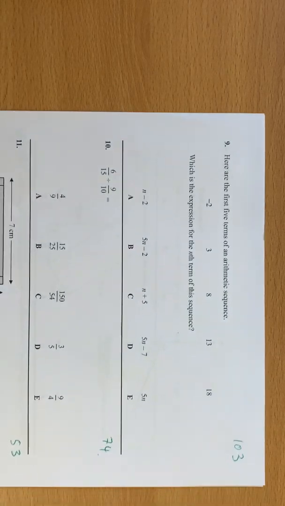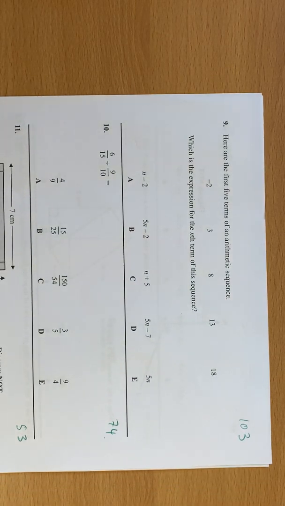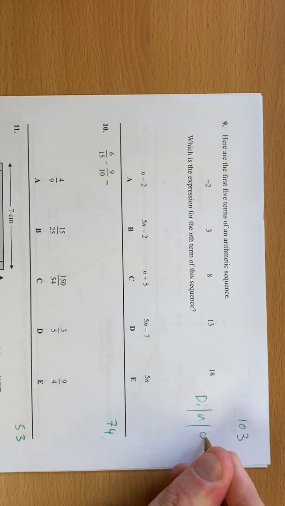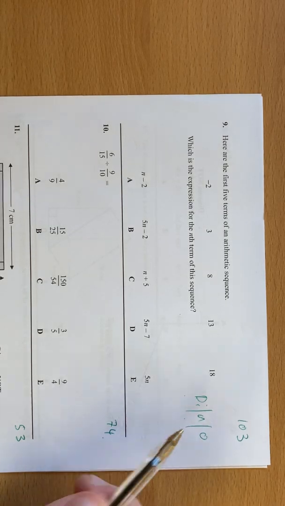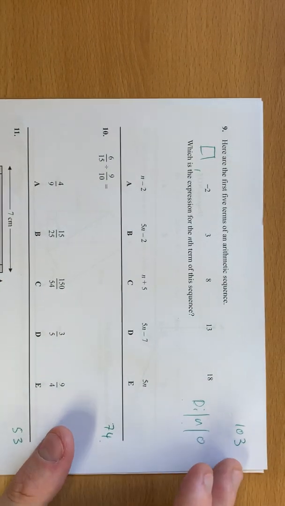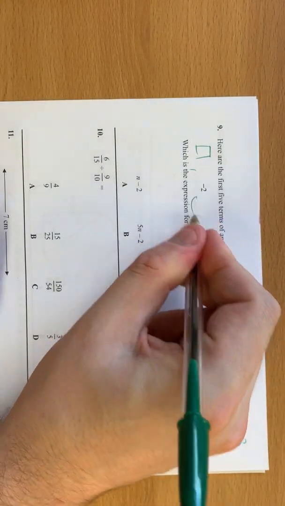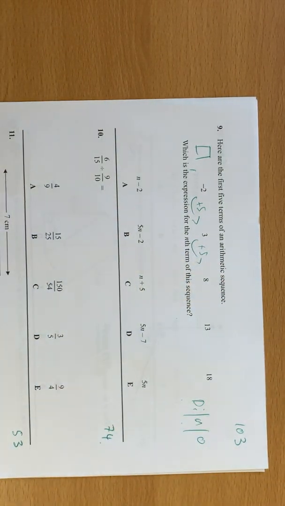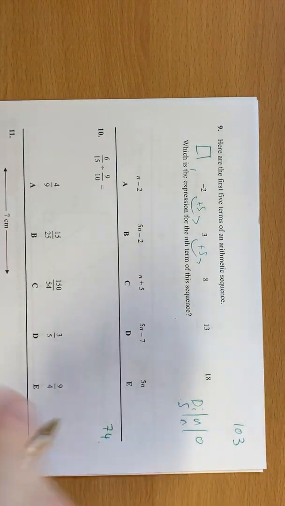Right then, number 9. Here are the first 5 terms of an arithmetic sequence. Minus 2, 3, 8, 13, 18. Write an expression for the nth term of the sequence. So what I would do here is write out the difference, write down n, and then I want to work out the term that comes before the first term, which we call the 0 term. So to get from minus 2 to 3, I add 5. To get from 3 to 8, I add 5, and so on and so on. So I would put 5 there and then an n there.